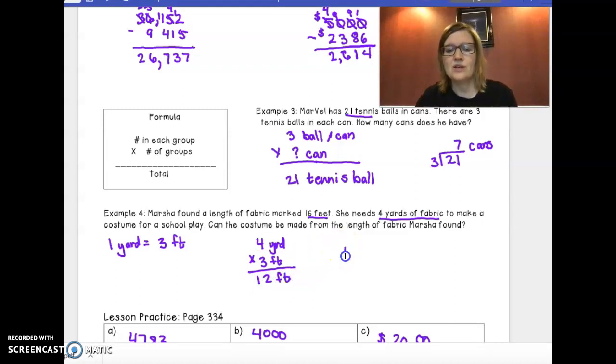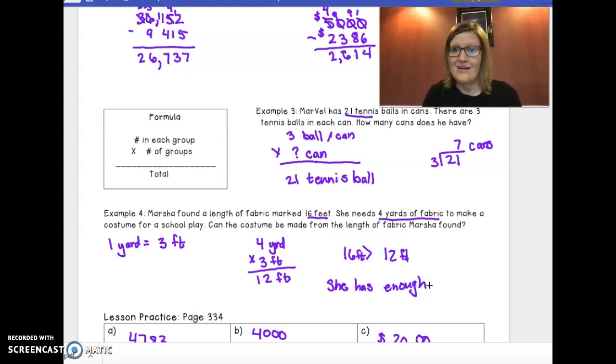Well, guess what? She has 16 feet of fabric for her 12-foot costume. We can say, Marcia, she has enough. And she can go, yay! Oh, she has enough. Join me here now for the practice set. I will be right back. Be thinking about how we group things.